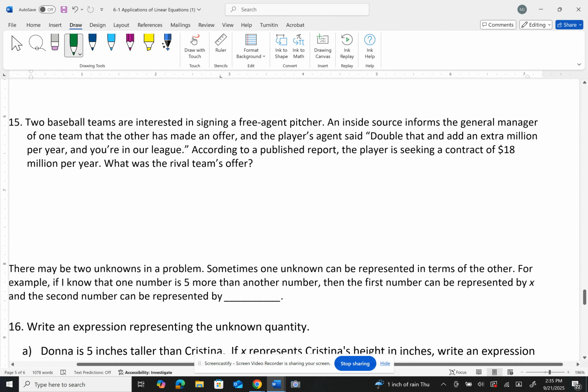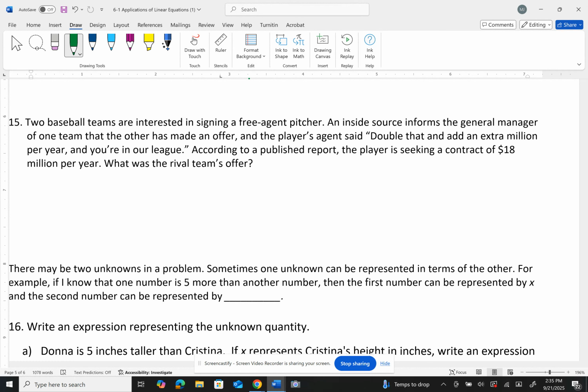Okay. All right, I want to do one more that's a little more in context. So here we have 2 baseball teams, and there's a free agent pitcher that they're wanting to sign. Someone informed the general manager of a team that another team has made an offer, and the player's agent said, double that offer and add an extra $1 million per year, and you'll be in our league, meaning you'll be close to what we're looking for.